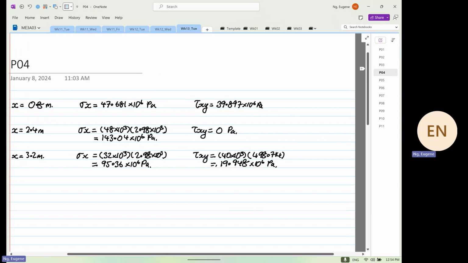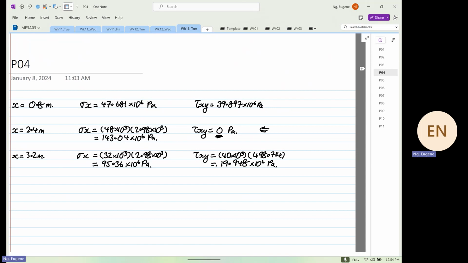So we know for this case, right? Because the shear is equal to what? The shear is equal to 0. Yes or no? So when the shear is equal to 0, we know that at X is equal to 2.4, it is what? So this is at the principal plane, because your shear stress is equal to 0. So therefore, stress max for X is equal to 2.4 is equal to 143.04 megapascal.